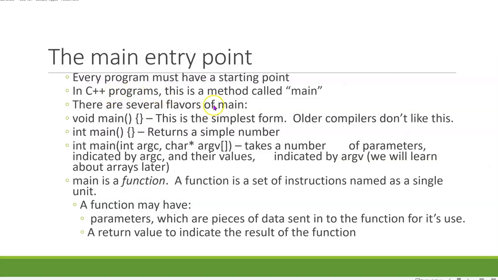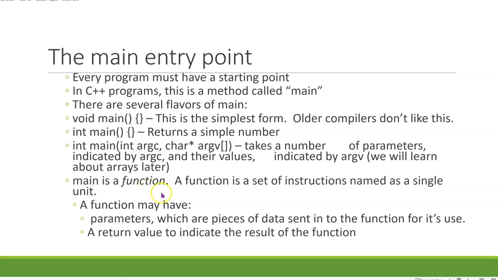Okay, so every program must have a starting point and it must be called main. There are several flavors of main. There's void main. This is the simplest form. Older compilers don't like this, however, but much older. Main with int argc, argv takes a number of parameters indicated by argc and their values. We'll talk about this later.